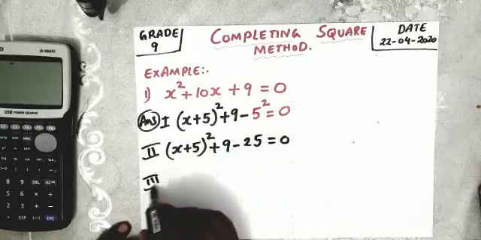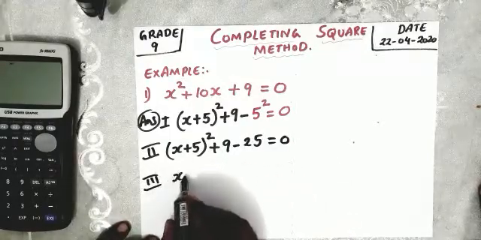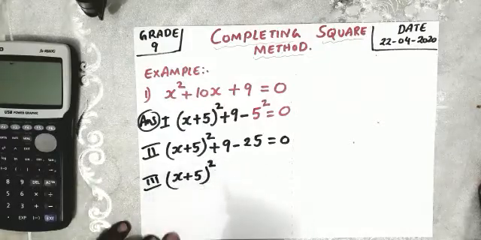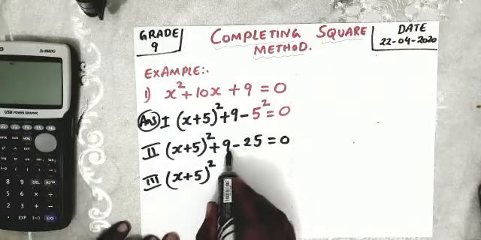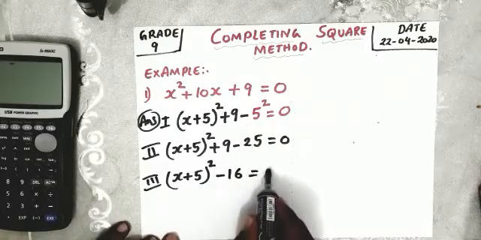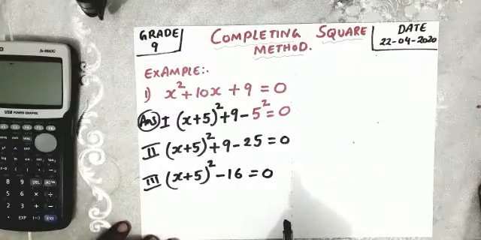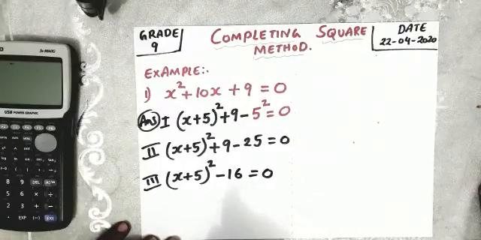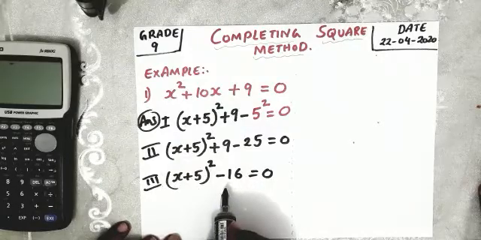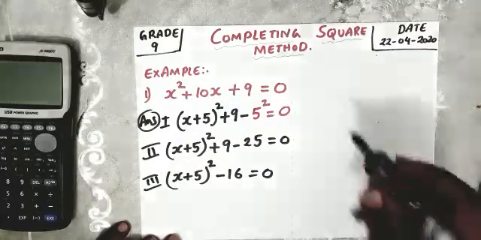The third step, we are going to simplify the constant. So till now I am just going the same steps that we did in the vertex form. 9 minus 25 is negative 16 equals to 0. Okay, till here it is fine. So till here I am just doing the same as the vertex form. Now what is something new now?